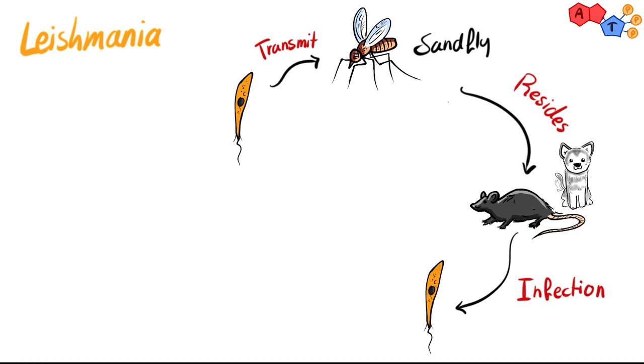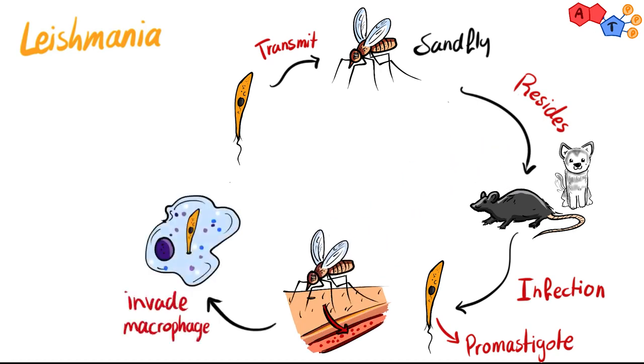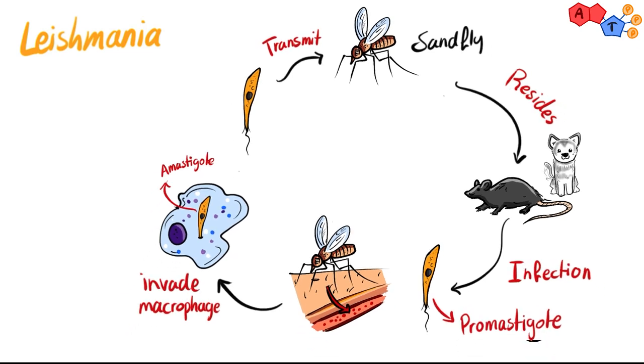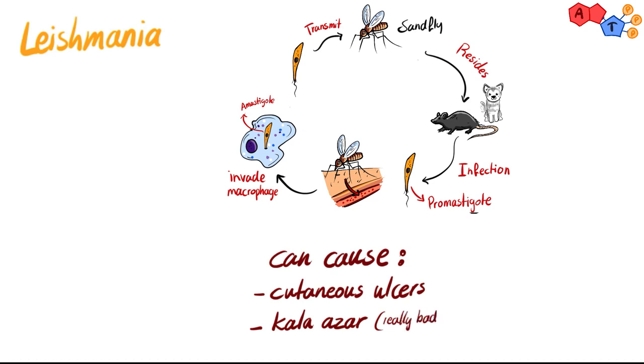The infected sandfly has the promastigote form of the Leishmania, which is flagellated, and then it infects the host through the blood, and it grows in the macrophages in the form of amastigotes, which means it doesn't have the flagellum. This is the diagnostic stage of Leishmania. There are several disease manifestations accompanying the infection with Leishmania, such as cutaneous ulcers and Kala-Azar. Kala-Azar is simply a severe form of that infection, and the symptoms usually are enlargement of the liver and the spleen, so it's pretty life-threatening.